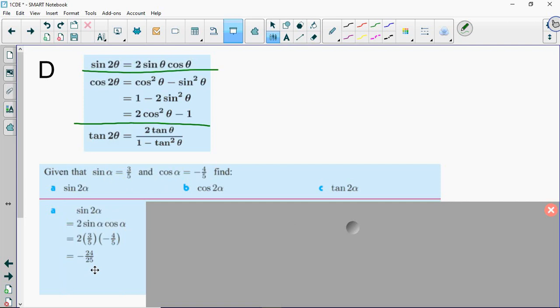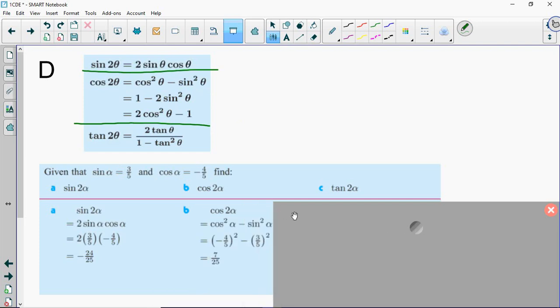Now, cosine of 2 alpha. This is where we get to make our decision. Which one of these 3 would be the easiest in this case? Well, it probably doesn't really matter because we know in this case sine of alpha and cosine of alpha. So we can put those into any of these. But if I only told you, say, sine of alpha, then you'd want to use the middle formula. If I only told you cosine, you definitely want to use the bottom one. But in this case, it really doesn't matter. They've decided to use the top one.